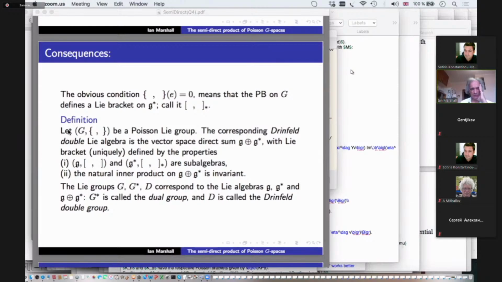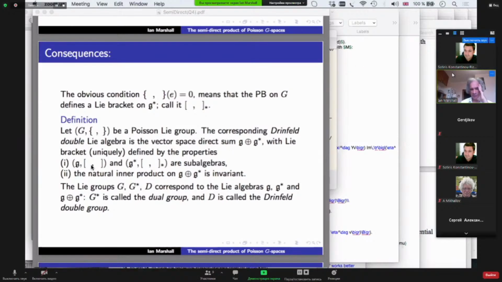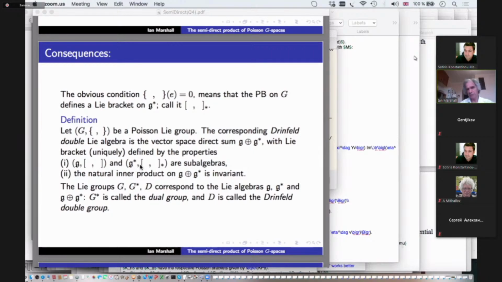and now let's define this thing called the Drinfeld double. Suppose we have a Poisson Lie group G with Poisson structure here. The corresponding Drinfeld double Lie algebra is the vector space direct sum G plus G star. And the Lie bracket on here is uniquely defined by these properties. First of all, these two should be subalgebras. Well, that one was given, G just always comes with its Lie bracket. This one has emerged from the Poisson structure, and there's a natural inner product on G plus G star, which just pairs the G element with a G star element and the G star element with a G element. And this natural inner product should be invariant with respect to the Lie bracket on G plus G star.